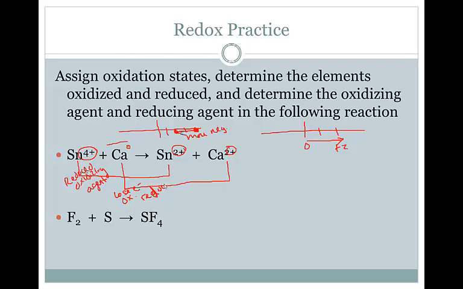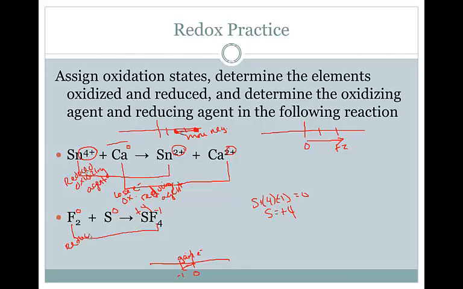Okay, so down here, fluorine is elemental, so it's 0. Sulfur is 0. Here, fluorine is a minus 1 because of our chart. So if we have S plus 4 times negative 1 is equal to 0, that means S must be a positive 4. So fluorine is going from a 0 to a minus 1. It's becoming more negative, meaning it's gaining electrons. Gain electrons, reduced, which means this is the oxidizing agent.